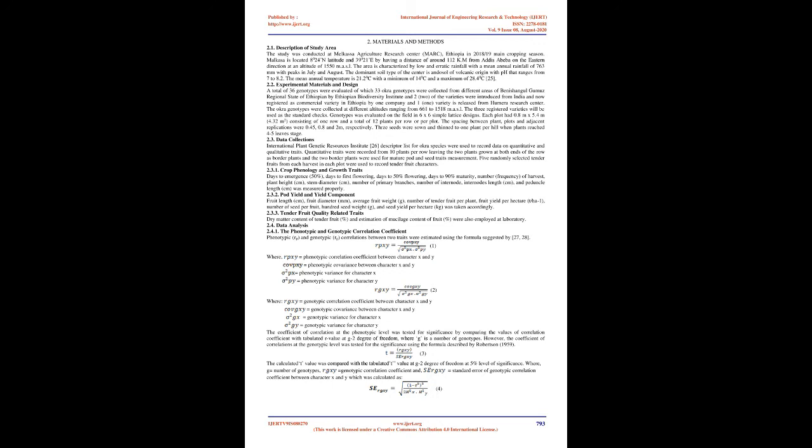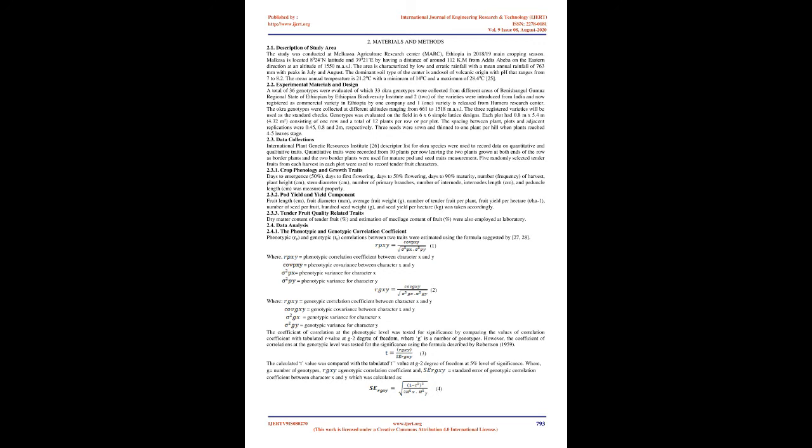A total of 36 genotypes were evaluated, of which 33 okra genotypes were collected from different areas of Benishangul Gumuz Regional State of Ethiopia by the Ethiopian Biodiversity Institute, and 2 of the varieties were introduced from India and are now registered as commercial varieties in Ethiopia by one company, and 1 variety was released from Humera Research Center. The okra genotypes were collected at different altitudes ranging from 661 to 1518 MASL. The 3 registered varieties were used as the standard checks.